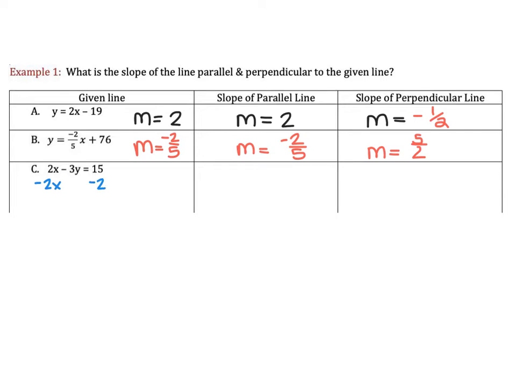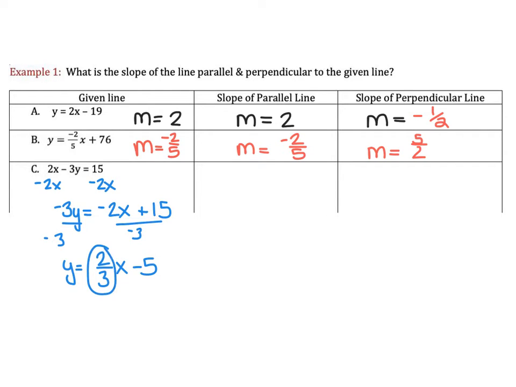Now in C, this one is in standard form. So to identify my slope, I'm going to first transfer this to slope-intercept by solving for y. So I subtract 2x, which produces -3y equals -2x plus 15. And then I divide each side by -3 to get y equals 2/3 x minus 5. So here's my slope. M is equal to 2/3. So again, for the parallel one, it needs to be the same. Perpendicular needs to be opposite, making it negative. And the reciprocal does a backflip to give you 3/2.